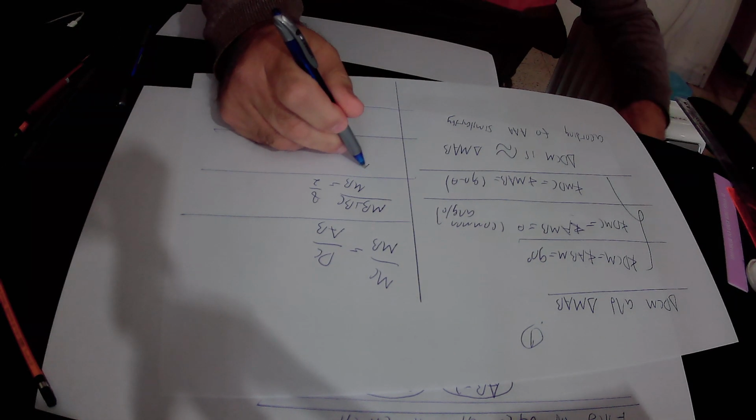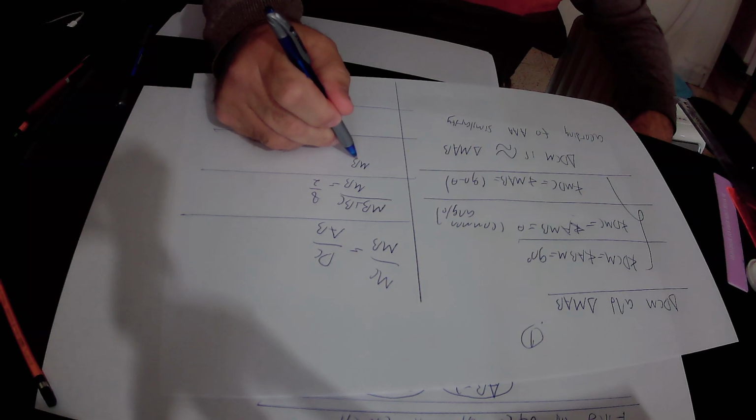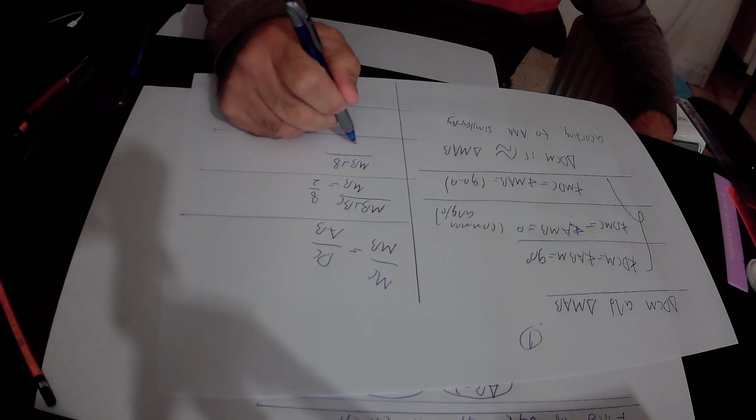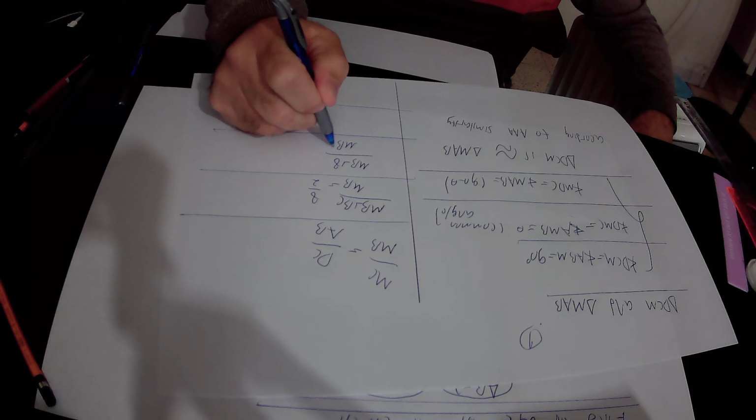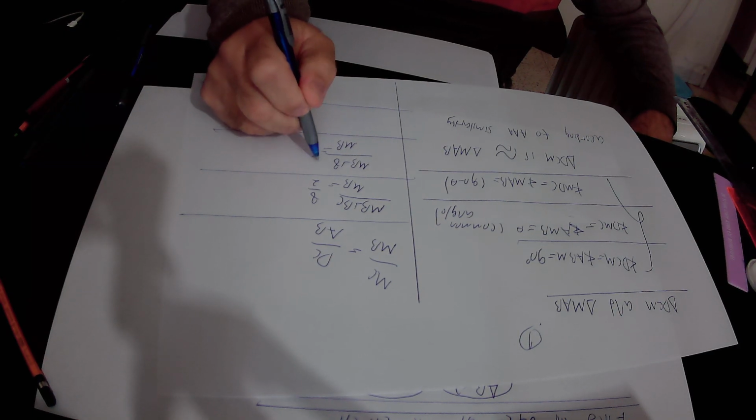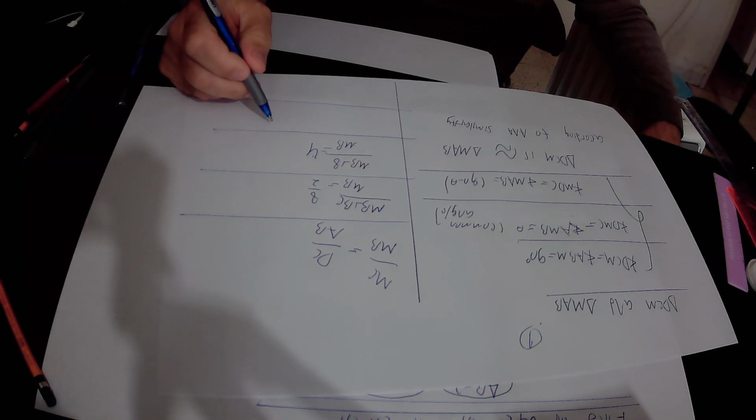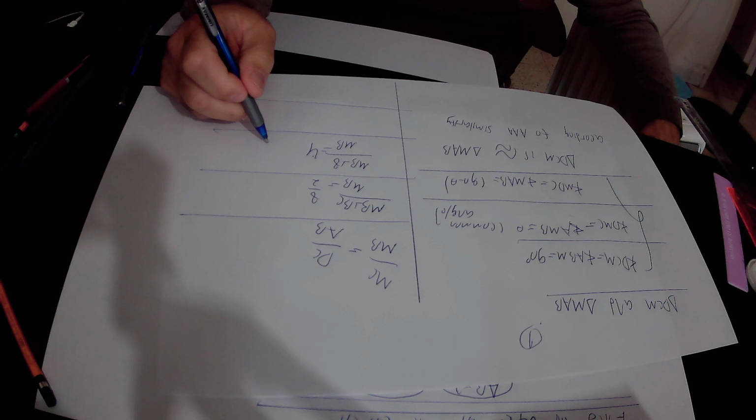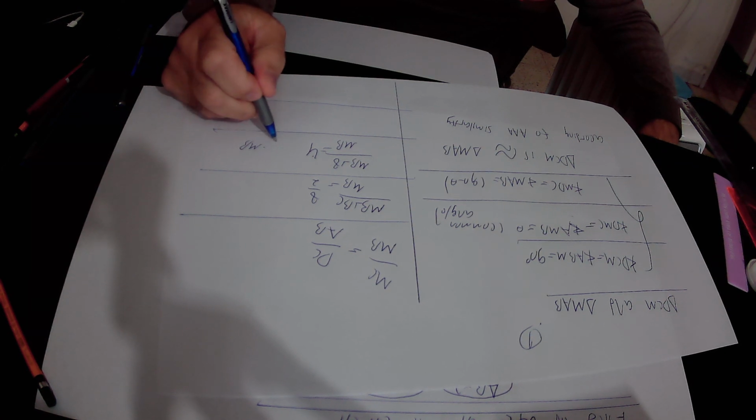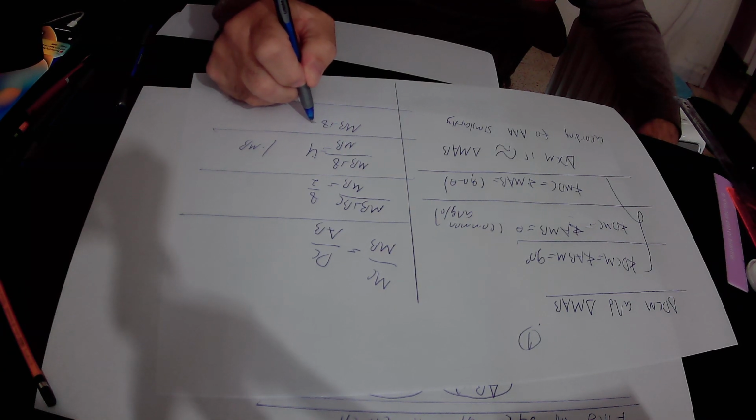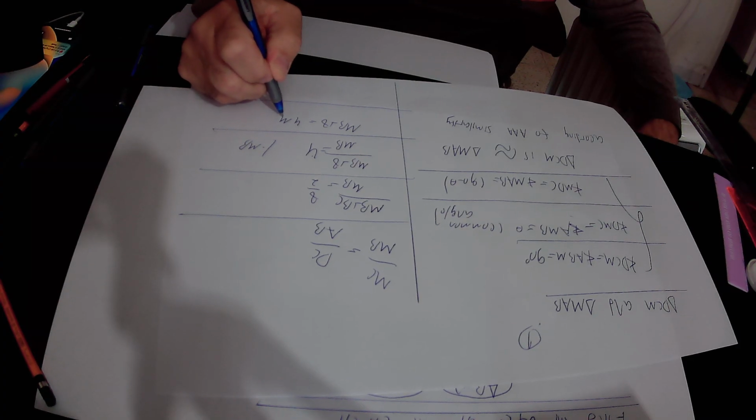So MB plus BC, that is 8, over MB equals 8 over 2, which is 4. Here we multiply this equation by MB and we get that MB plus 8 equals 4 times MB.